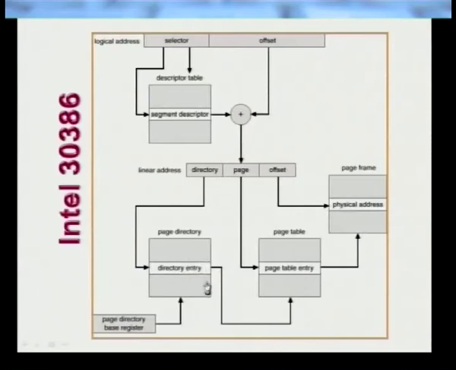As many entries are here, that many page tables would be available. Therefore, this is a page directory. A directory contains the address of many page tables. One such page table is taken, and it is loaded into the main memory.